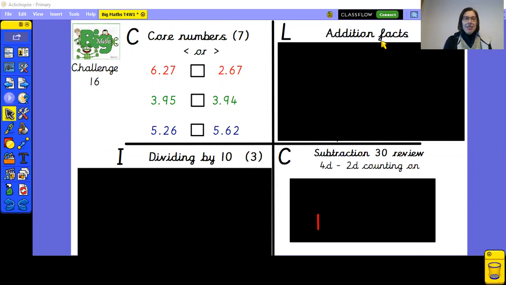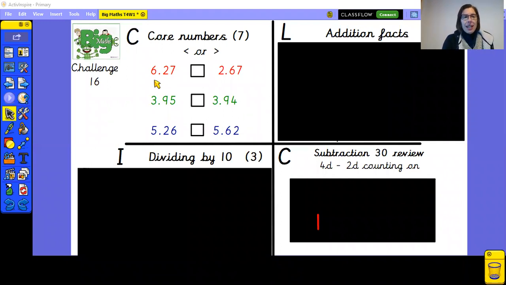So let's start with the calculation. We're going to compare decimal numbers and see which one is greater or smaller than the other. Let's do the first one together and then you can do the next two on your own.